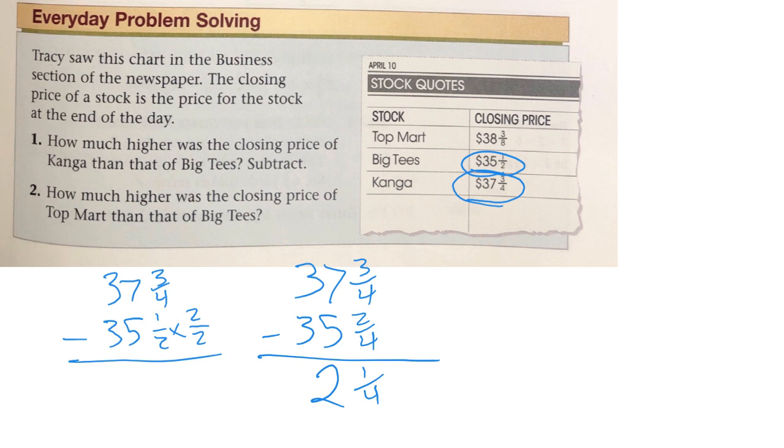Number 2, how much higher was the closing price of Top Mart than that of Big T's? So here we just have the price 38 3/8. So you can try that on your notebook, and then you can do some more practice in your workbook for Chapter 9, Section 8. Please let me know if you have any questions. Thank you.